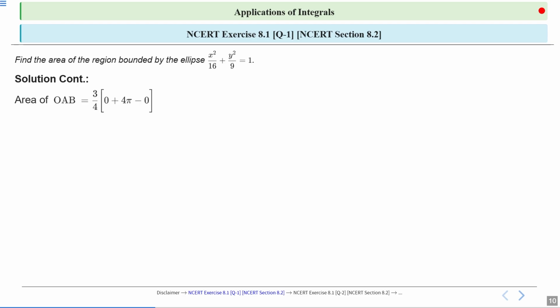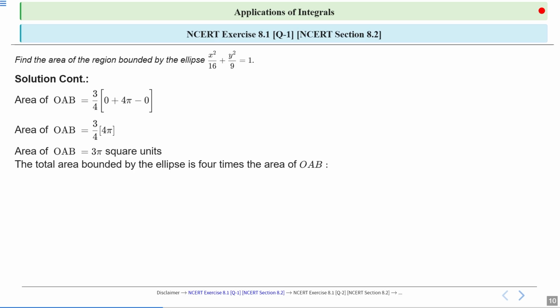So area of OAB is 3/4 times (0 + 4π − 0), that is 3/4 into 4π, that is 3π. 3π square units.